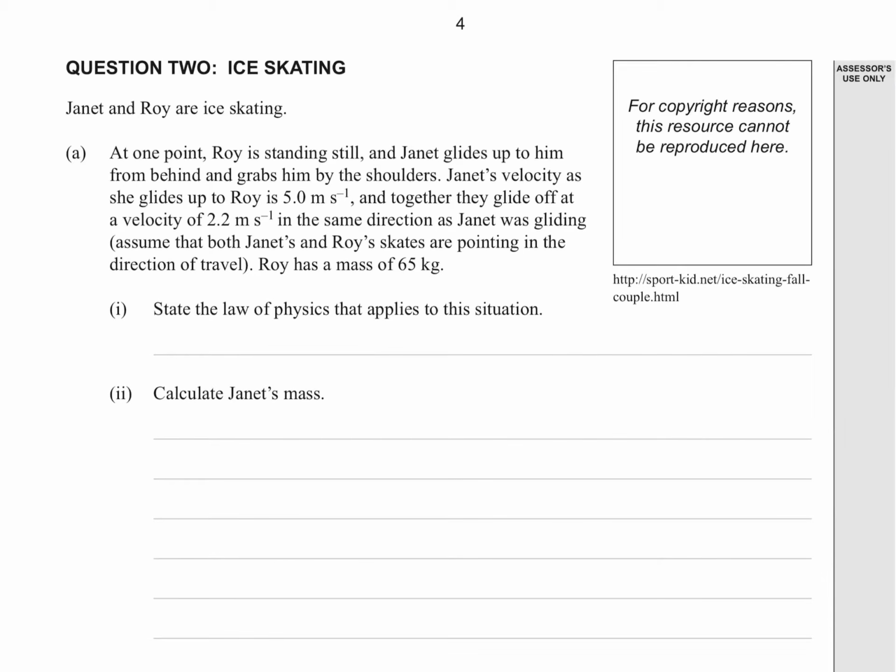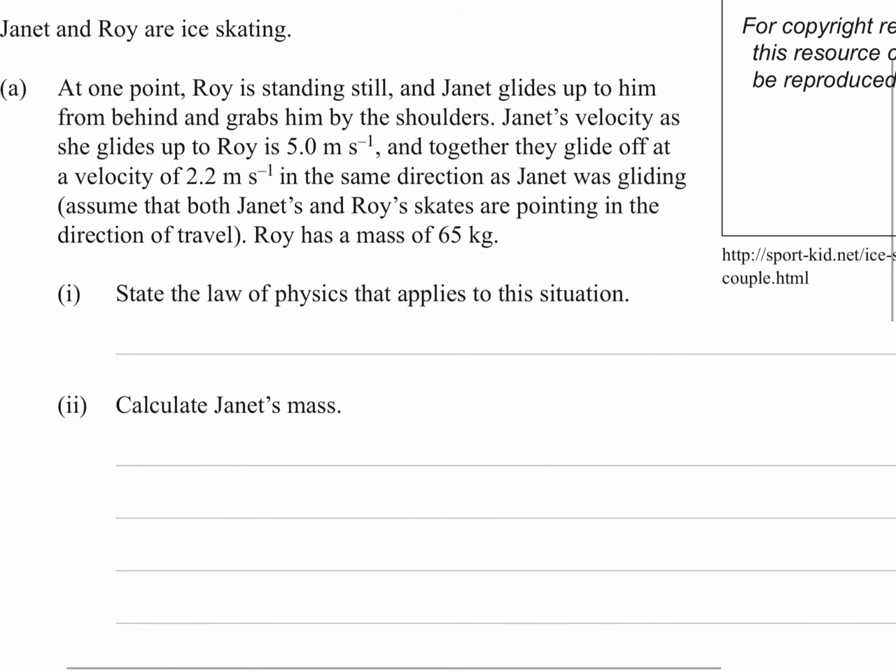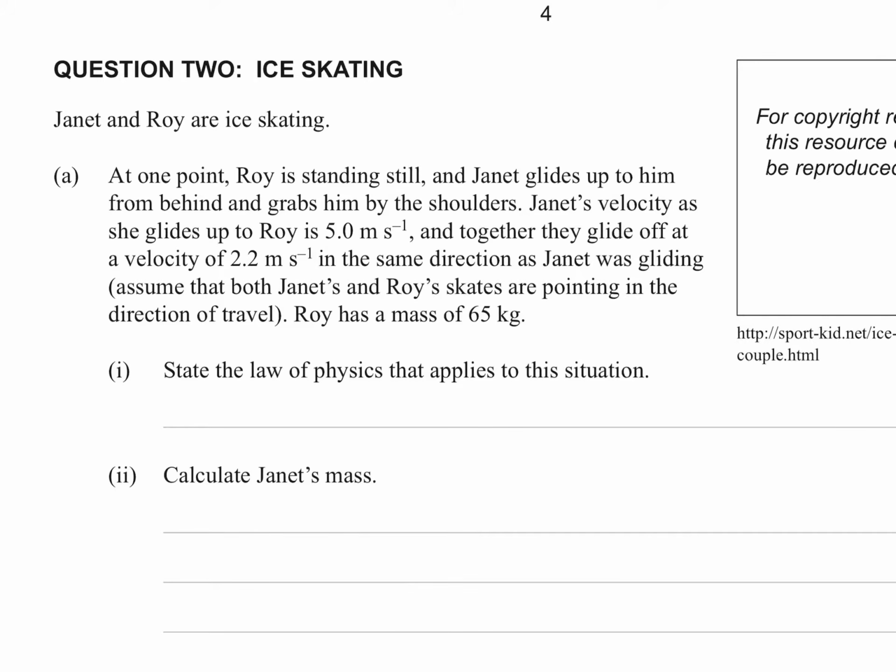Question 2. Janet and Roy are ice skating. At one point, Roy is standing still, and Janet glides up to him from behind and grabs him by the shoulders. Janet's velocity as she glides up to Roy is 5 meters per second, and together they glide off at a velocity of 2.2 meters per second in the same direction as Janet was gliding. Assume that both Janet and Roy's skates are pointing in the direction of travel, okay? Roy has a mass of 65 kilograms, okay? State the law of physics that applies to this situation, okay?